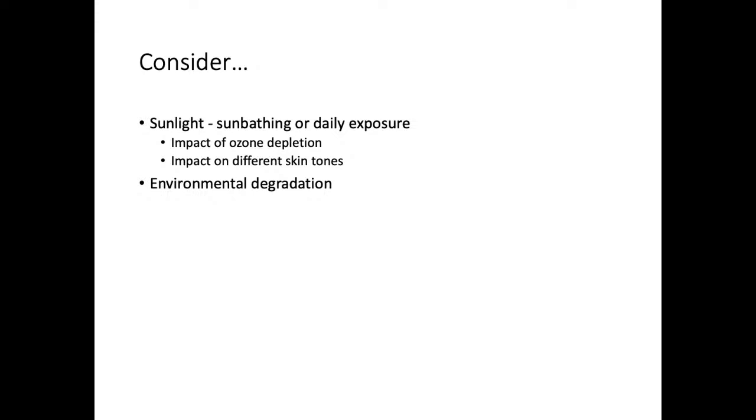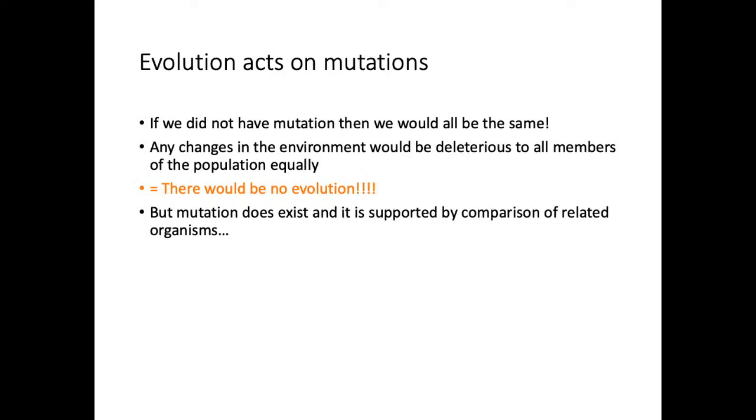So consider sunlight, sunbathing or daily exposures. The impact of ozone depletion, the impact on different skin tones, and environmental degradation are also reasons. Evolution also acts on the mutations. If we did not have mutations, then we would all be the same. There would be no changes between each of us. So any change in the environment would be deleterious to all members of the population equally. So there would be no evolution.